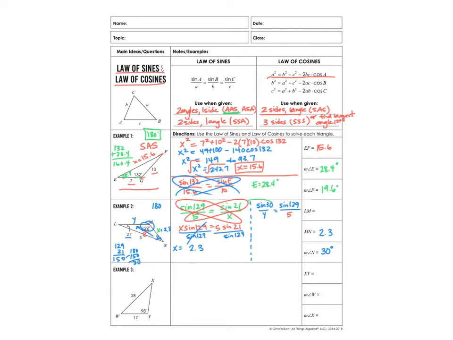Again, once you get your proportion, you cross multiply. So 5 times the sine of 30 equals y times the sine of 129. To get y by itself, divide.